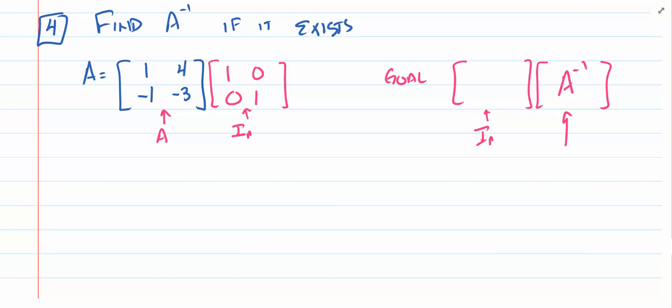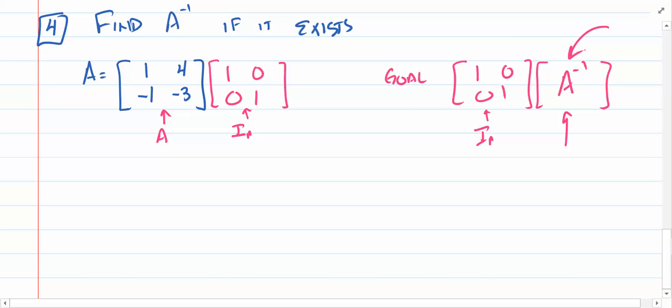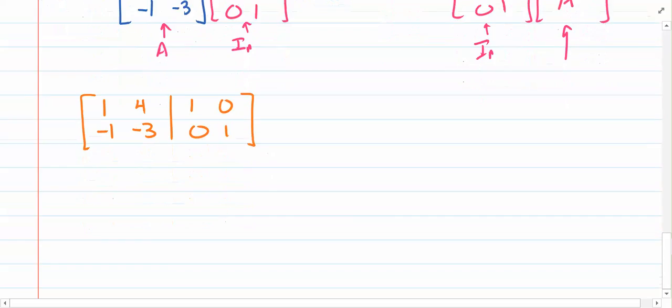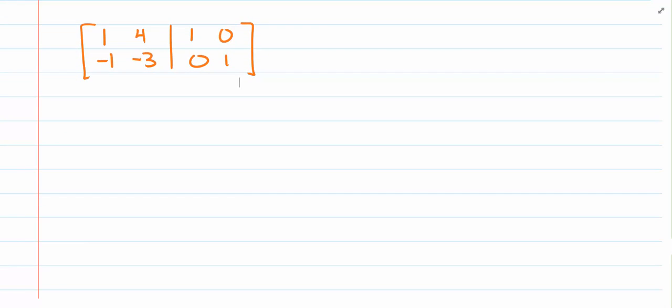So here's what we have. I have matrix A, and then I have the identity matrix. I'm going to switch these around to have the identity matrix here, 1, 0, 0, 1, and the leftover matrix will be my inverse. So let's go ahead and do all of that. I'm going to write this out as 1, 4, 1, 0, negative 1, negative 3, 0, and then 1. So the goal is to get the left-hand side to be the identity matrix, and the right-hand side will be A inverse. Okay, so far so good.